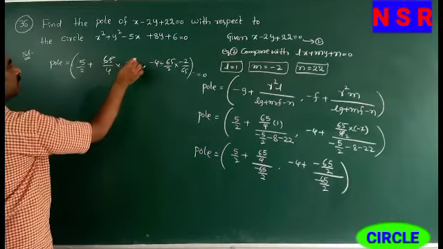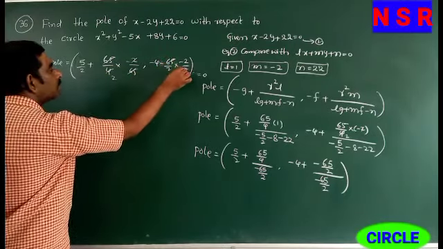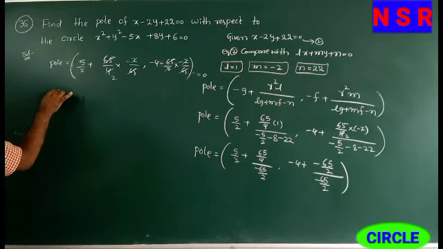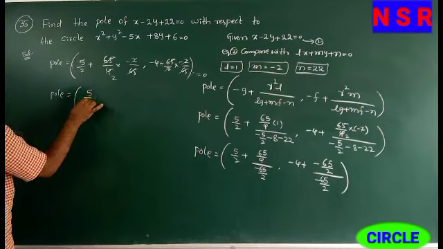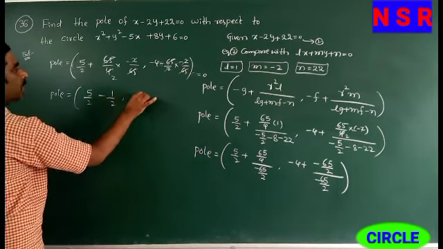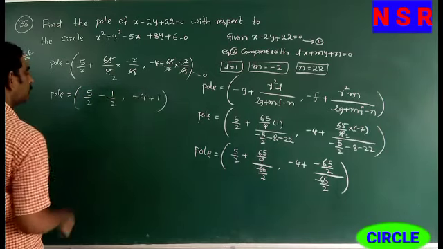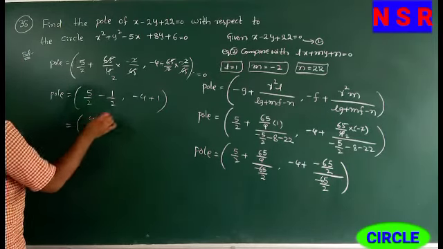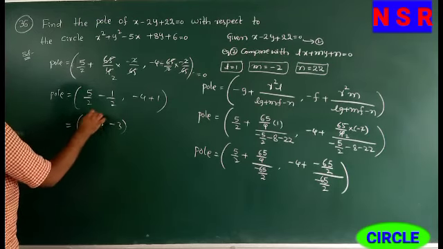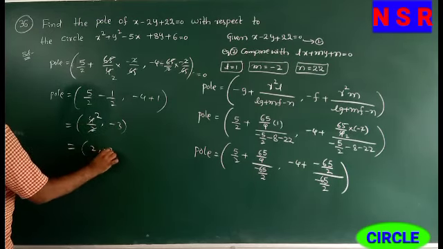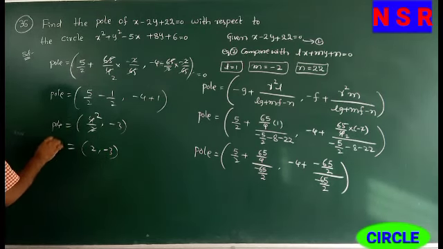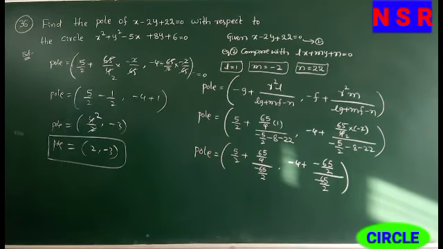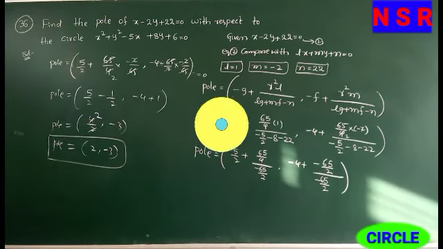So 65 gets cancelled, 2 twos are 4, here also 65 and 2 get cancelled, minus into minus is plus. Now pole equal to 5 by 2 minus 1 by 2 and minus 4 plus 1. So here the LCM is 2: 5 minus 1 is 4 by 2, and minus 4 plus 1 is minus 3. So 2 twos are 4. Now pole equal to 2 comma minus 3. So the pole value is equal to 2 comma minus 3.